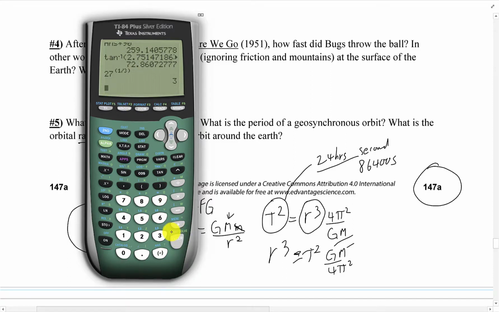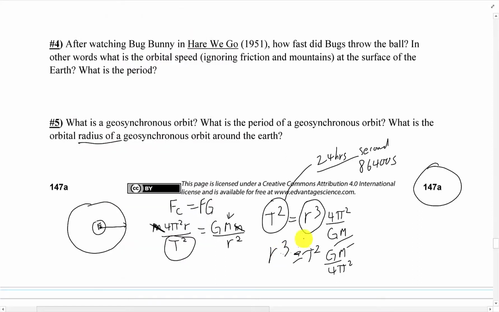Yay! But this will give us the height above the atmosphere. No, this is going to give us the radius. So solve it out, try it out. It's a great question. Thank you.